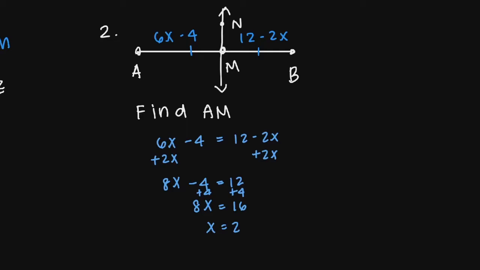But the problem asks us to find AM, so in order to do that, we're going to plug in 2 for x in for AM. So that'll be 6 times 2 minus 4. So we get 12 minus 4, which is 8. So that means AM equals 8.